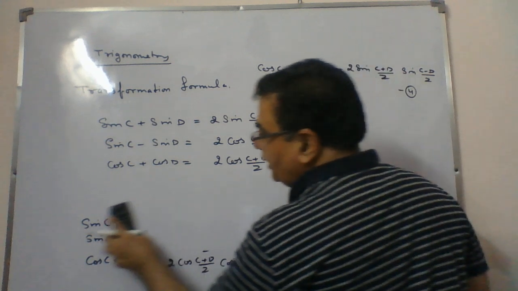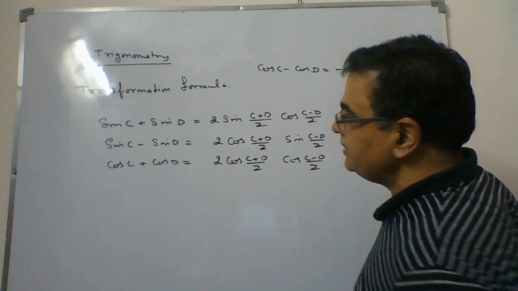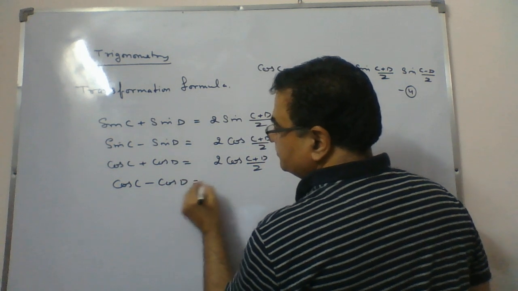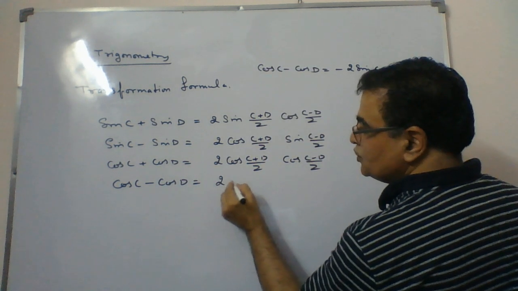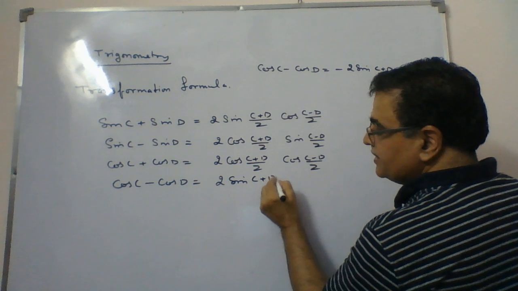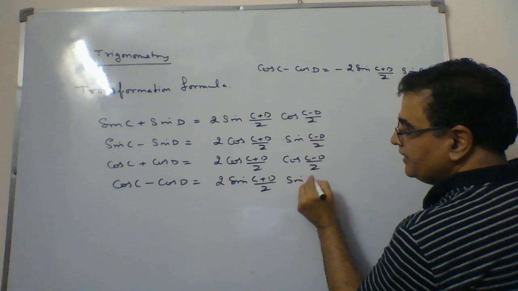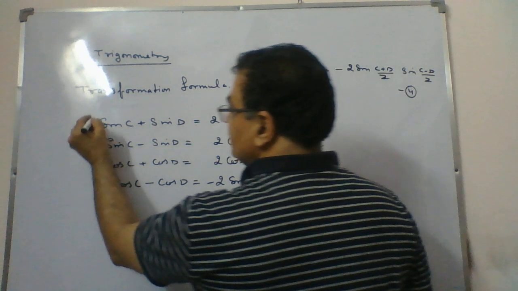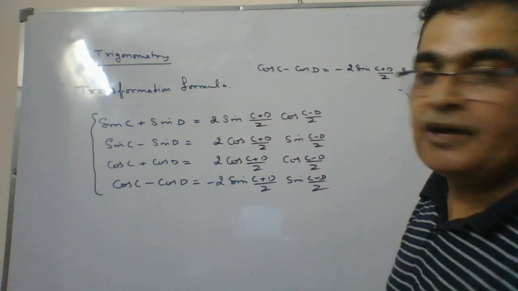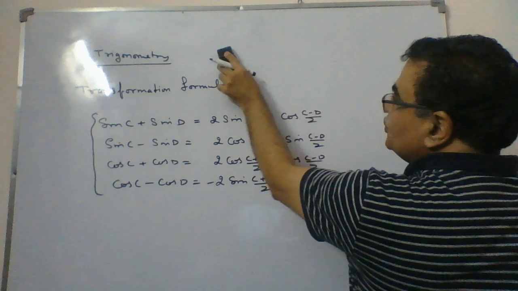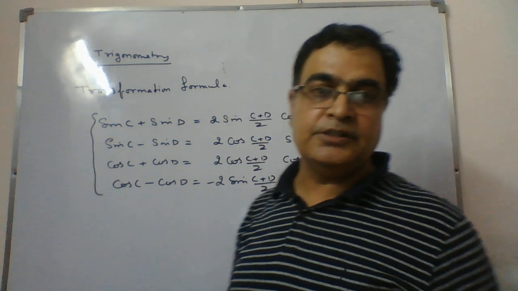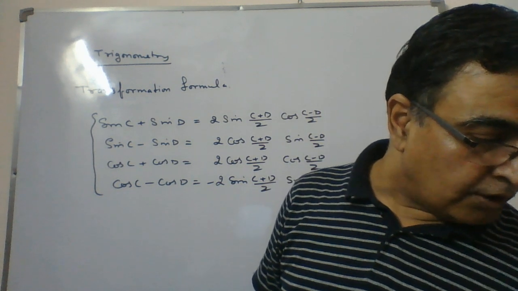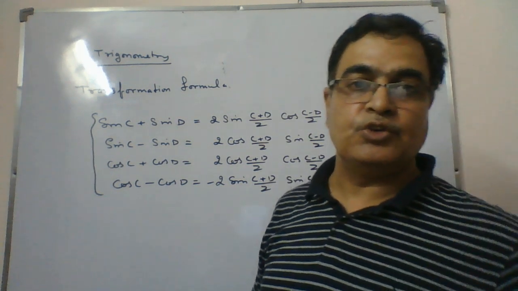And the last formula is cos c minus cos d. The formula says it will be 2 sine (c plus d)/2 sine (c minus d)/2, and this comes out with a minus sign. So these are the four results we will be using in coming questions, where addition or difference will be given and we have to convert them into multiplication form.